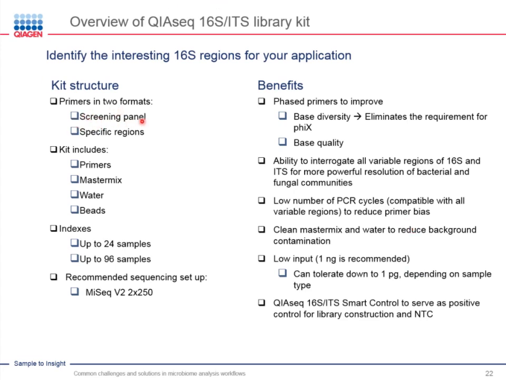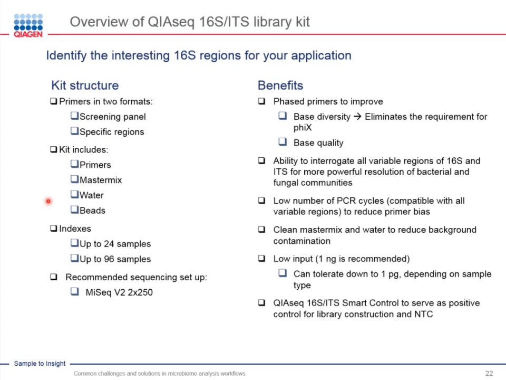The kit has 2 different formats. You can either have a screening panel, which consists of 3 duplex PCRs for 16S covering the entire 16S region from V1 to V9, and also a multiplex for ITS. When you've done this, or when you, for example, know already which regions are interesting for you, you can order specific regions. This means you would have only 1 duplex or 1 triplex PCR with 2 16S regions plus ITS.